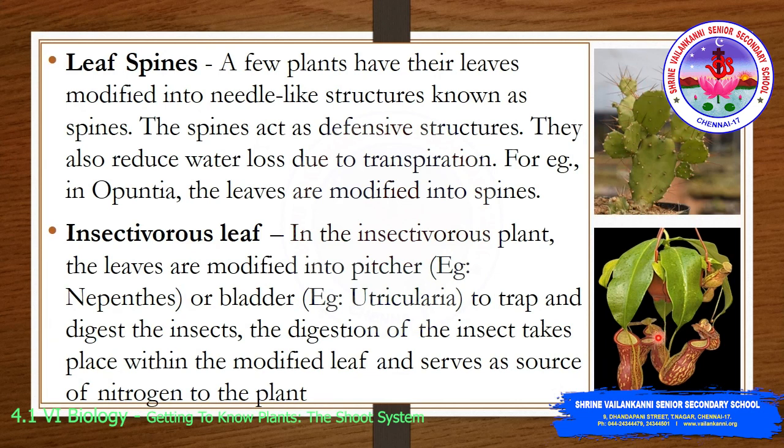The next modification is insectivorous leaf. In the insectivorous plants, the leaves are modified into a pitcher, as in the case of Nepenthes, or into a bladder, as in the case of Utricularia, to trap and digest the insects. The digestion of the insects takes place within these modified leaves and serves as a source of nitrogen to the plant.